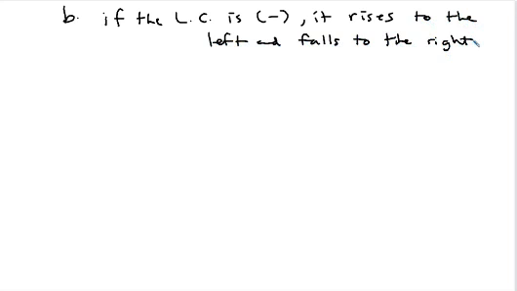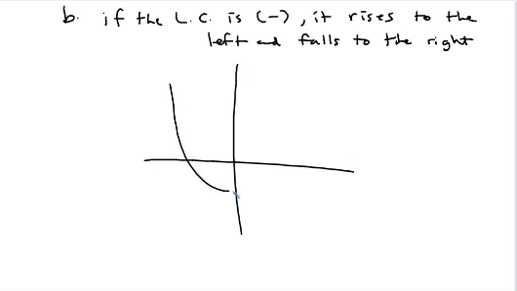Rises to the left and falls to the right. This is if the highest power is odd. So I know that in this case, my graph is going to do something like that. It's going to rise to the left and fall to the right. The leading coefficient predicts that for us. That's if the highest power is odd.